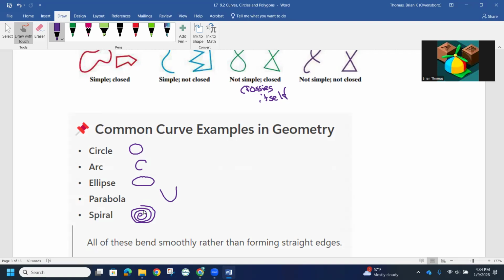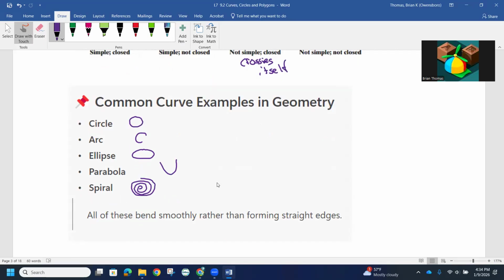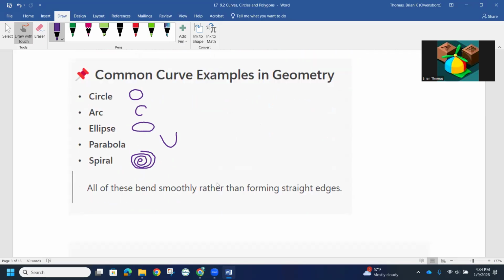So notice if you look at this, a circle would be simple and closed. An arc would be simple, not closed. An ellipse would be simple, closed. A parabola would be simple, not closed. And a spiral would be simple, not closed. Notice how none of these cross themselves. When they cross, that's considered not simple. So usually we're used to seeing curves like that.